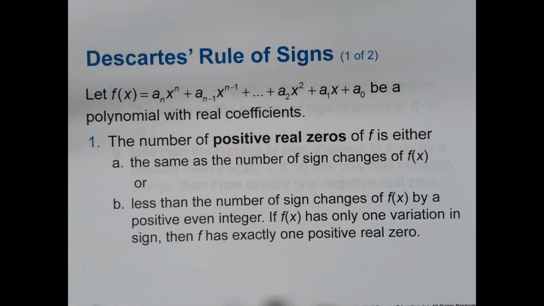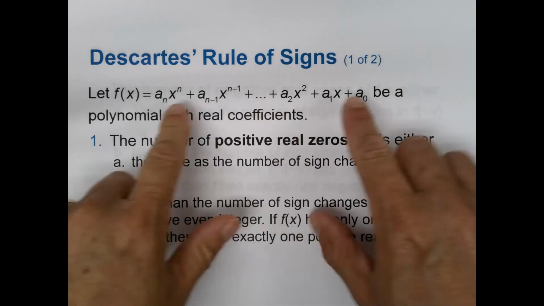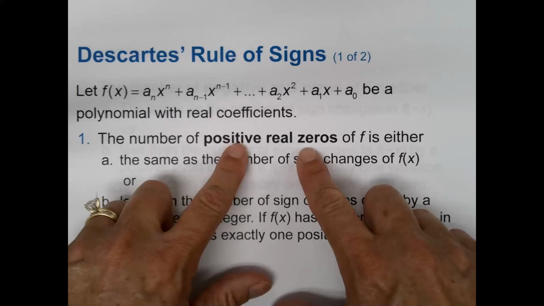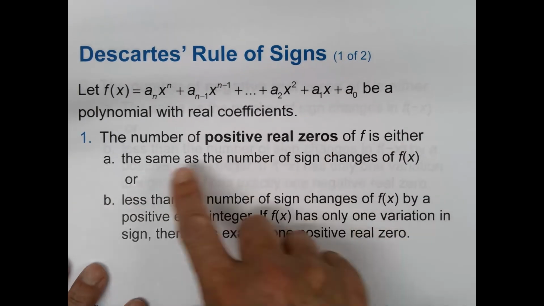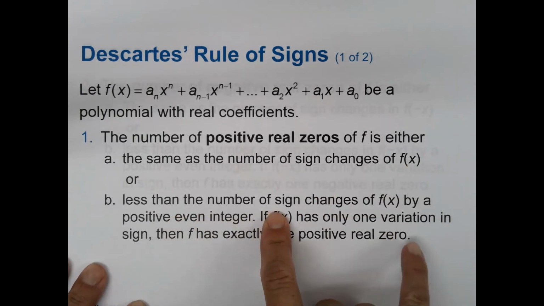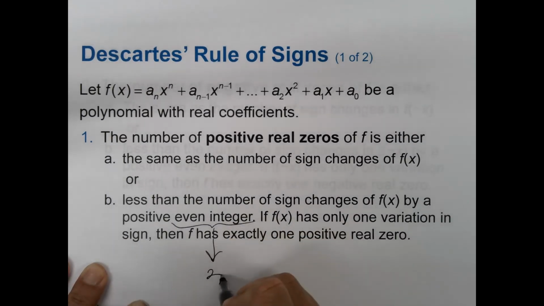piece here, Descartes' rule of signs. Descartes' rule of signs is just another technique that can help us when we've got our list of possible rational zeros. It can help us figure out ways to potentially eliminate some of those possible rational zeros once we get down the list. So we're starting off with our polynomial, and Descartes' rule of signs says this: the number of positive real zeros of f is either the same as the number of sign changes of f of x or less than that by an even integer. An even integer will be multiples of 2.